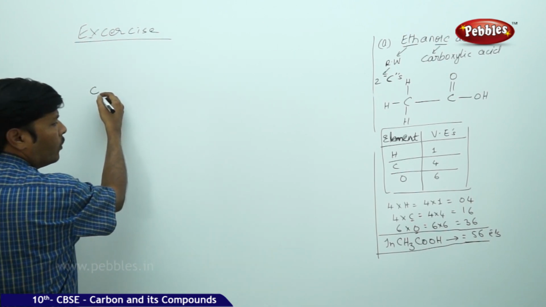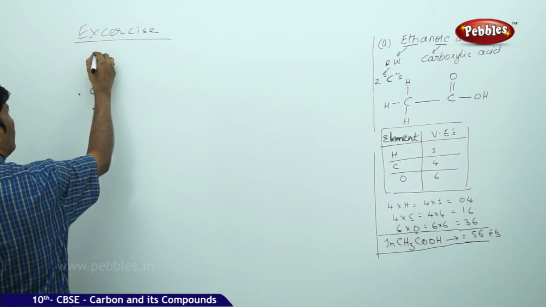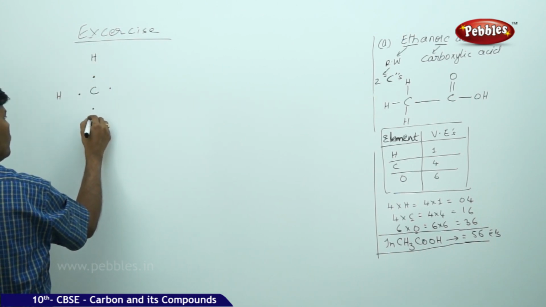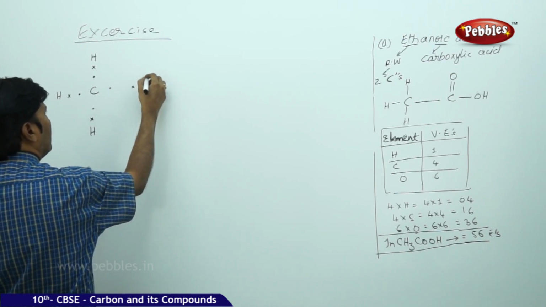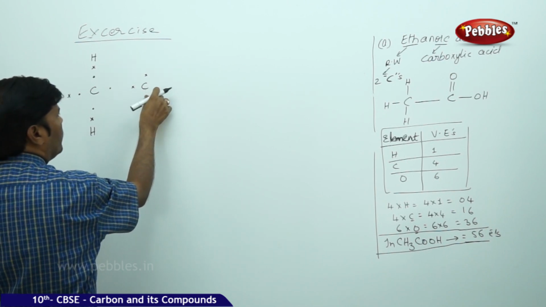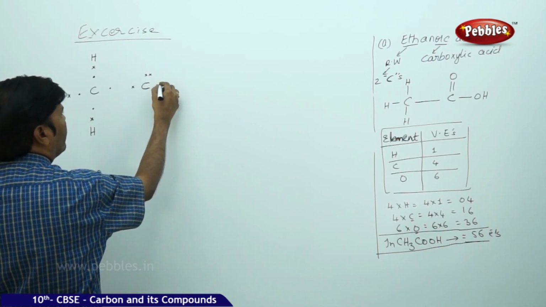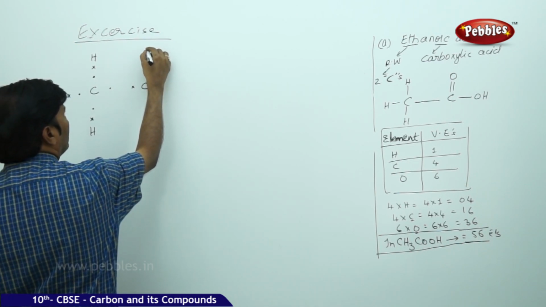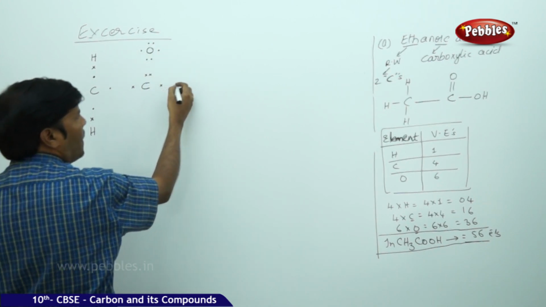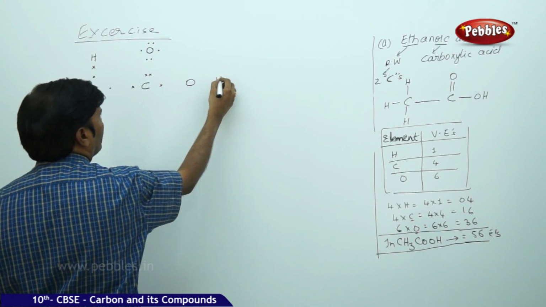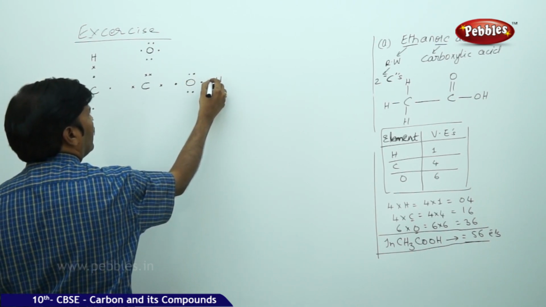Here take the carbon. Carbon has 4 valence electrons: 1, 2, 3, and this is 4. Each hydrogen has 1 electron, and there are 3 hydrogens, so use a cross for them. Then we have another carbon, again 1, 2, 3, 4. Now use oxygen: 1, 2, 3, 4, 5, and 6. Then one more oxygen and one more hydrogen, with 6 electrons for oxygen and one valence electron for hydrogen.